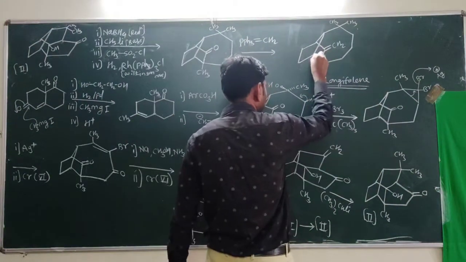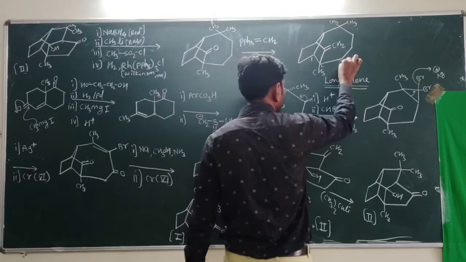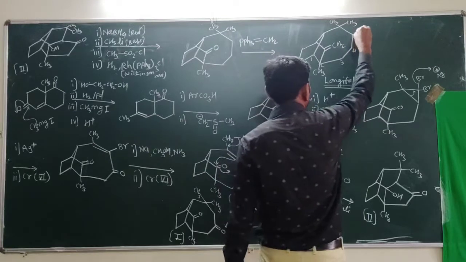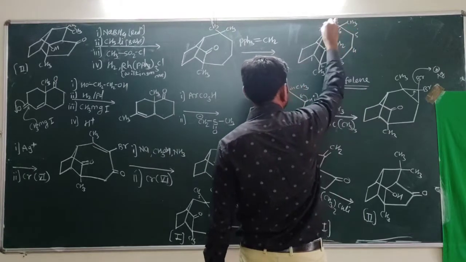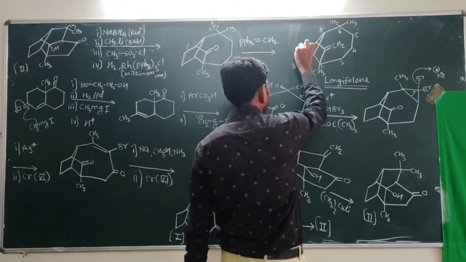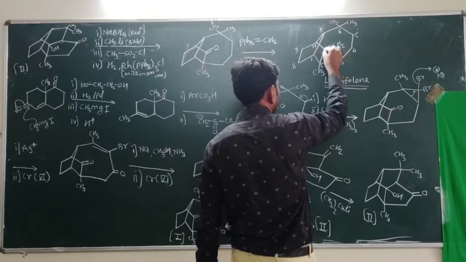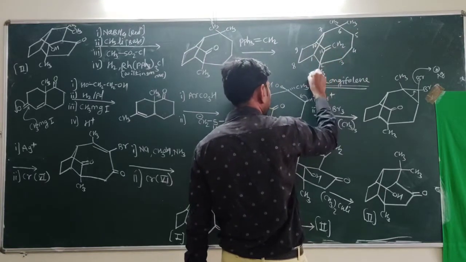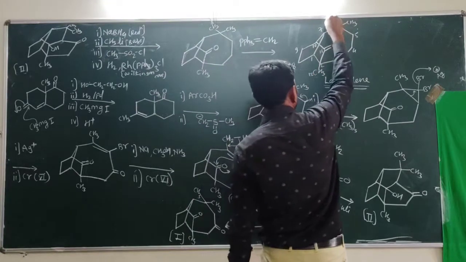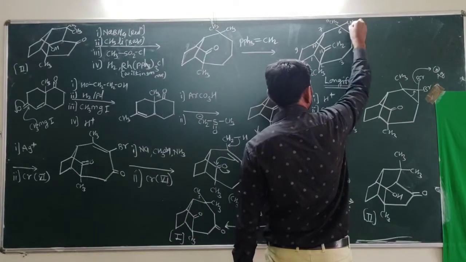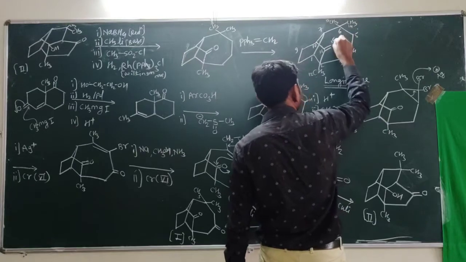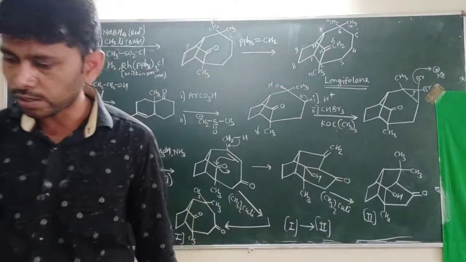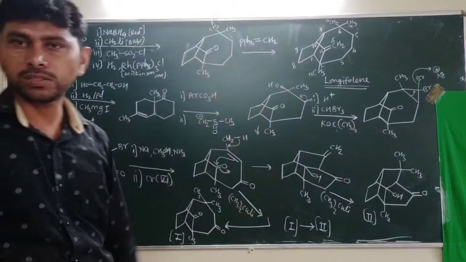So I am giving numbering here: 1, 2, 3, 4, 5, 6, 7, this 8, 9, 10. This carbon contains number 11. This carbon is given number 12. This 13. This 14, and this CH2 as 15. Okay, so this is the numbering and we obtain the longifolin molecule.